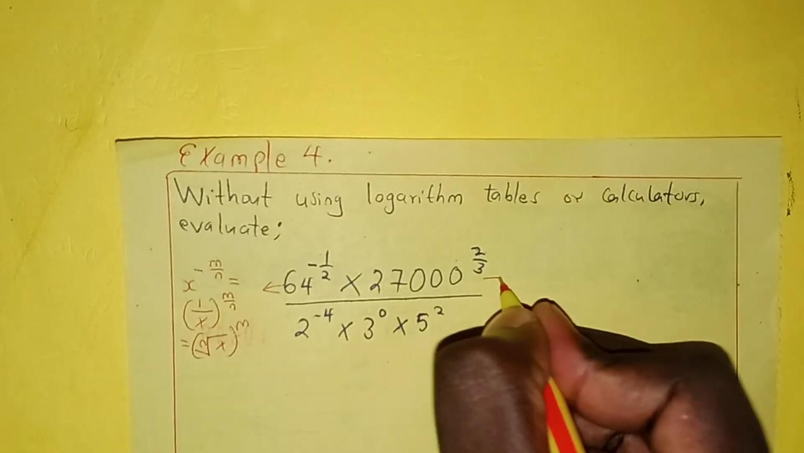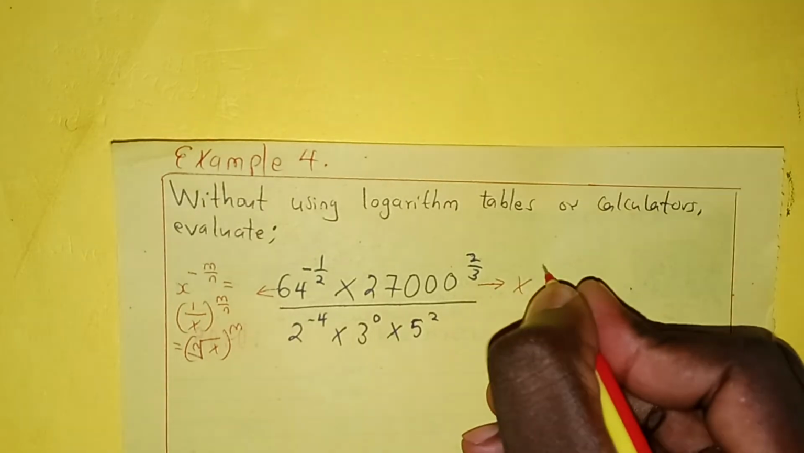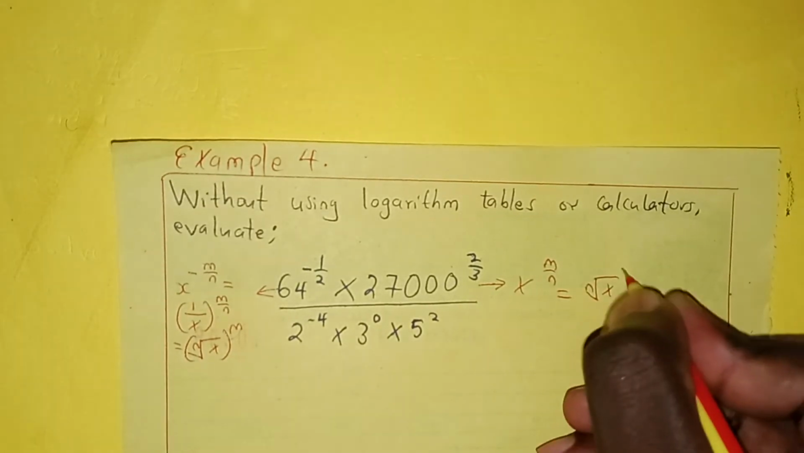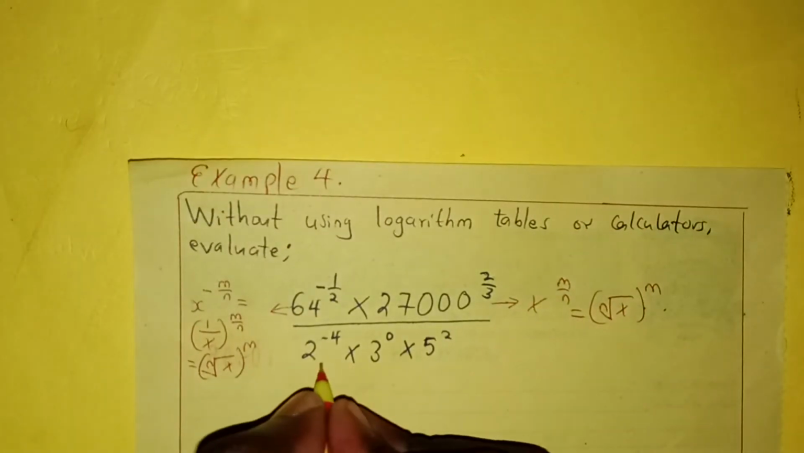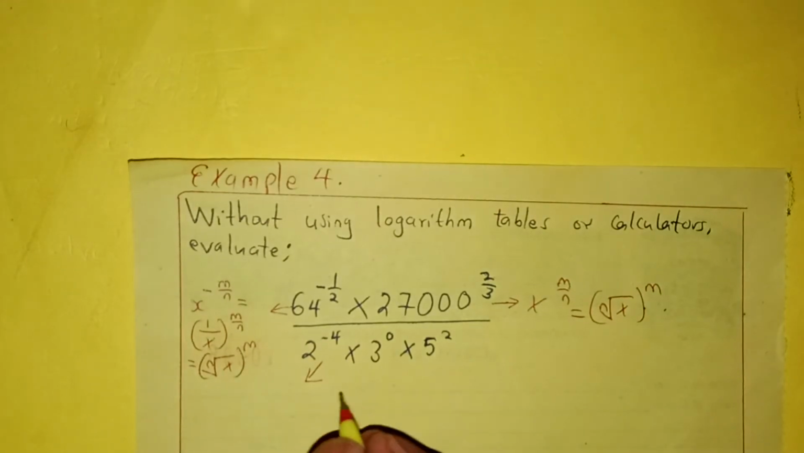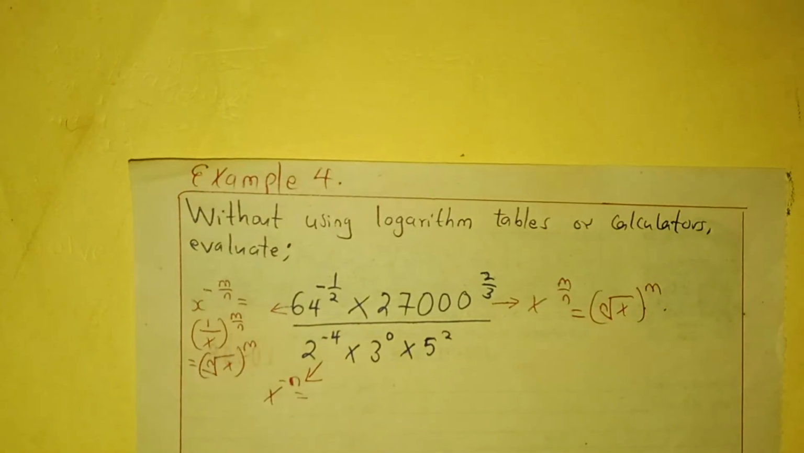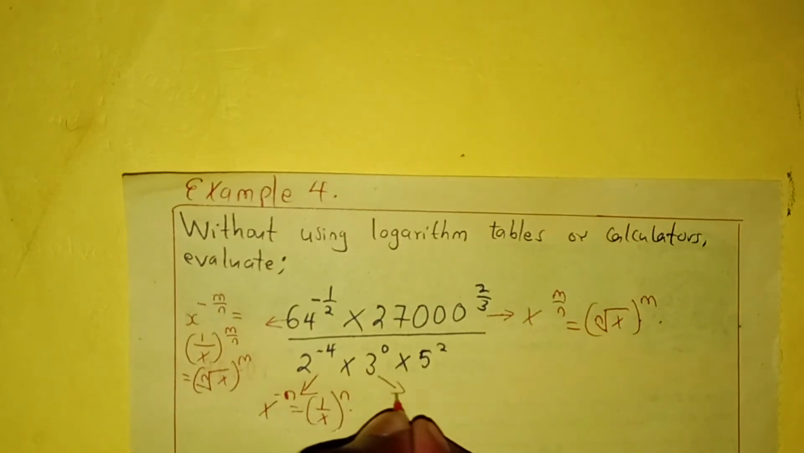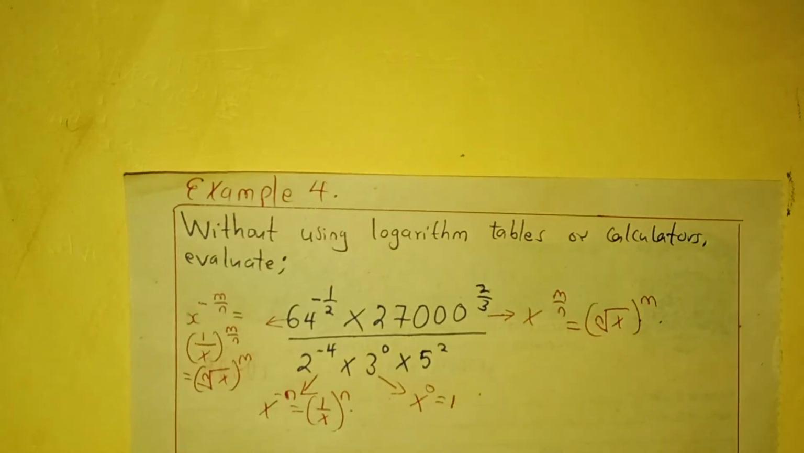Then this part of the numerator we will apply this law that x power m over n is equal to the nth root of x power m. Then this part here we will apply this law that x raised to negative n is equal to 1 over x power n. Then here we'll apply this law: x power 0 is equal to 1.